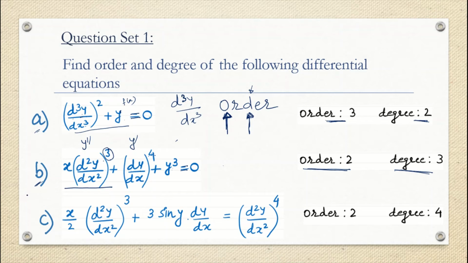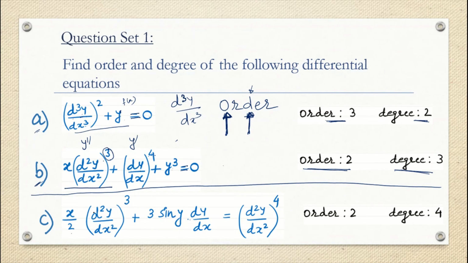Okay. Now come to the third question. The third question is given as x by 2 d2y by dx square power 3 plus 3 sine y into dy by dx equals d2y by dx square power 4. Okay, so this is the differential equation, and now we'll first find out the order, then if we can find degree, we'll find out degree.